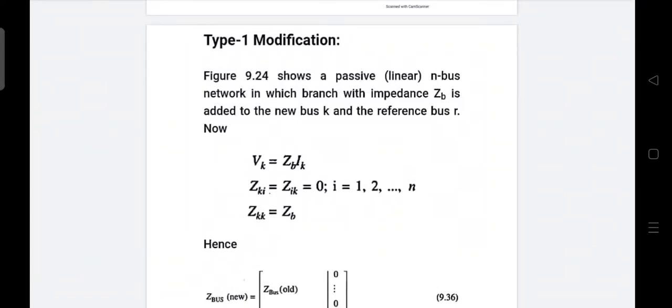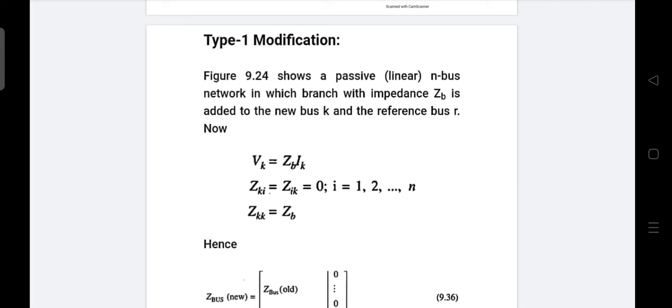Good morning, friends. We already saw the Z-bus building algorithm, the impedance matrix, how we can calculate it and how we can get the Z-bus for that system. There are mainly four types of modifications, and today we will see examples of how we can do them using these modifications.